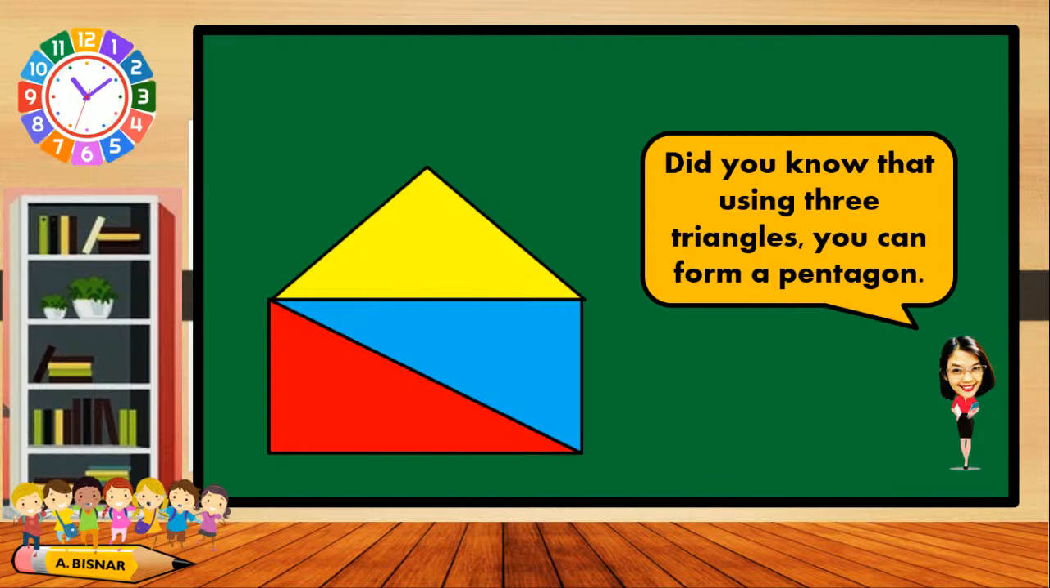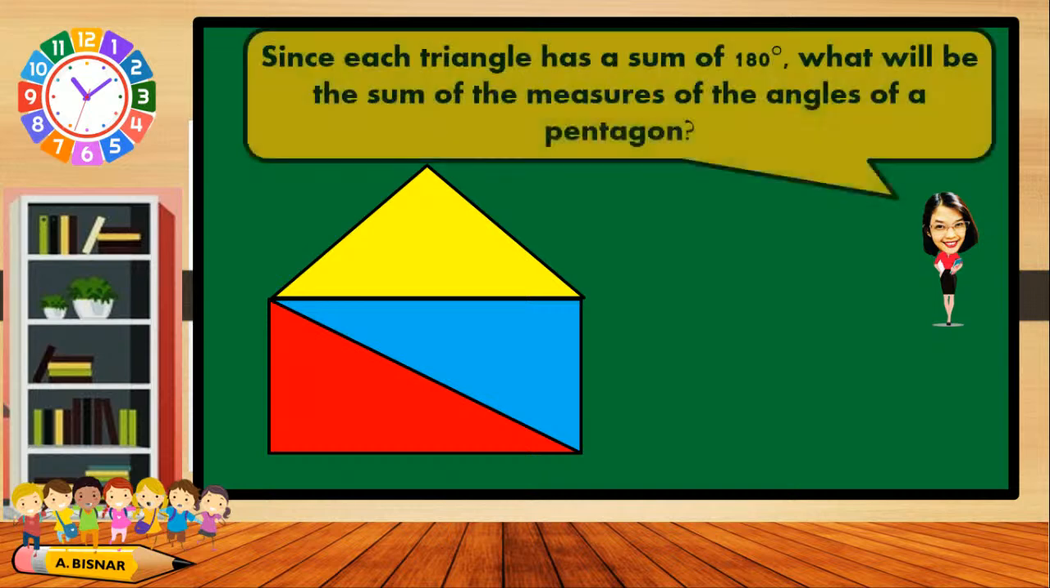Now, what do you think will be the sum of the measures of all the angles of a pentagon if each triangle has a sum of 180? Ano kaya ang kabuuan naman ng pentagon? Kanina, sa quadrilateral, 360. Ano naman kaya yung sa pentagon? Type your answers.